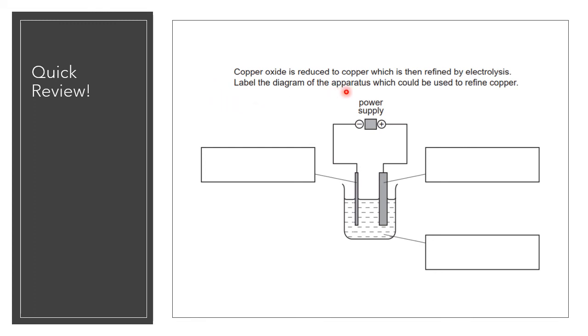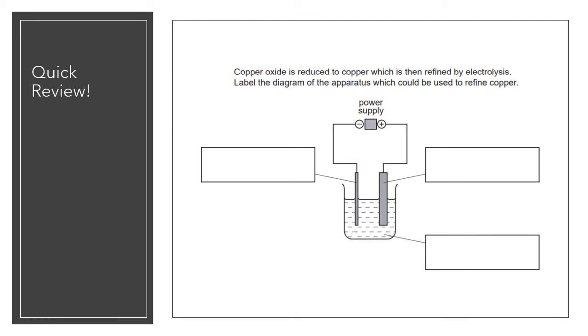Label the diagram of the apparatus which could be used to refine copper. Of course, kita kena ada anode and kita kena ada cathode. Macam mana you nak tahu anode and cathode? Kita tengok pada power supply. Positive terminal of the power supply means electrode yang connect pada dia adalah anode. While the negative terminal of the power supply, the electrode connected is a cathode.